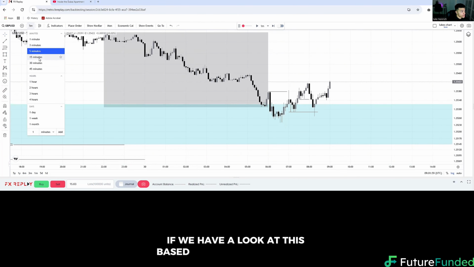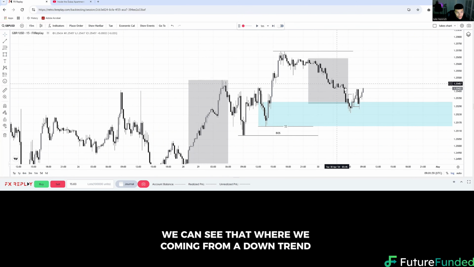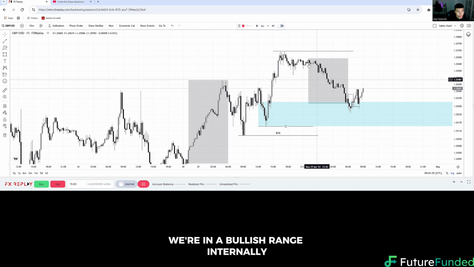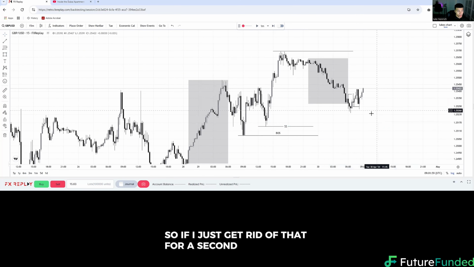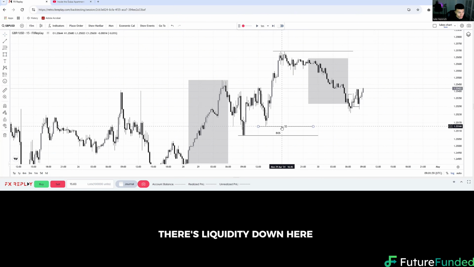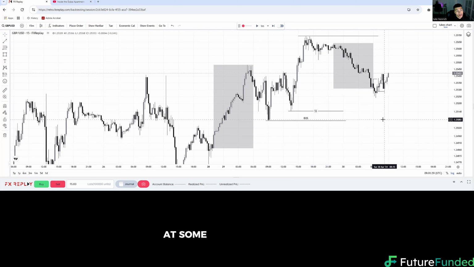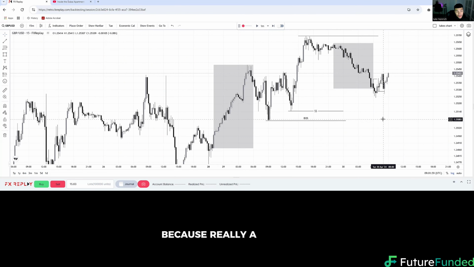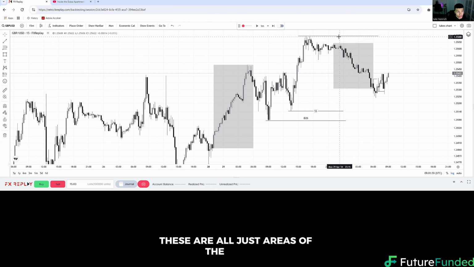If we have a look at this based upon what it actually is, we can see where we're coming from, a downtrend. All right, so market structure, yes, okay, we're in a bullish range internally, but current momentum is to the downside. So if I just get rid of that for a second, where's the liquidity? Well, there's liquidity down here, and there is also a 1 hour low down here. At some point, price is more than likely going to want to take that out. Why? Because really, a break of structure low or a 4 hour, 1 hour high, these are all just areas of liquidity, areas where retail traders have their stop losses.